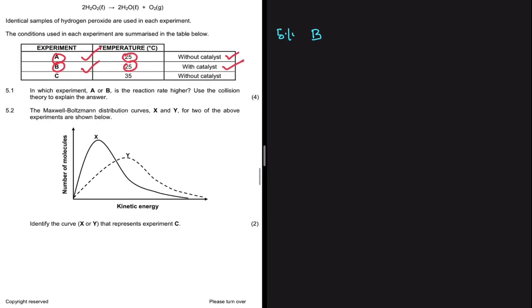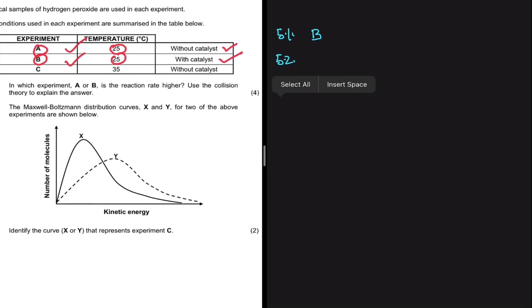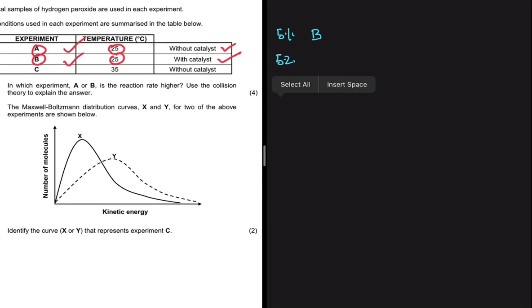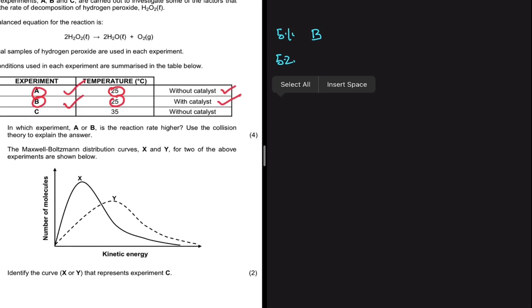Now let's look at 5.2 and see what the question says. The Maxwell-Boltzmann distribution curves X and Y for the two above experiments are shown below. Identify the curve X or Y that represents experiment C. So let's go to experiment C and do some analysis. Experiment C is right here.